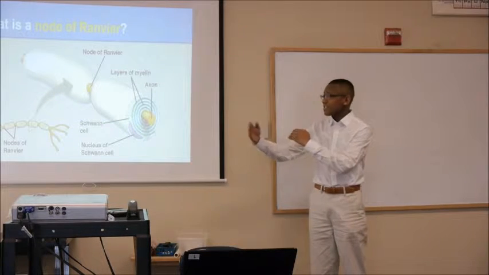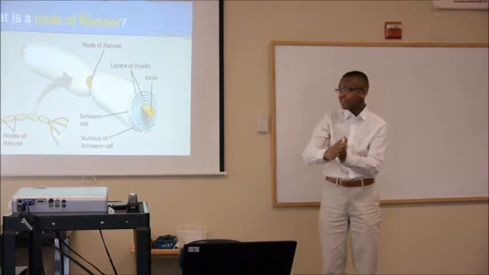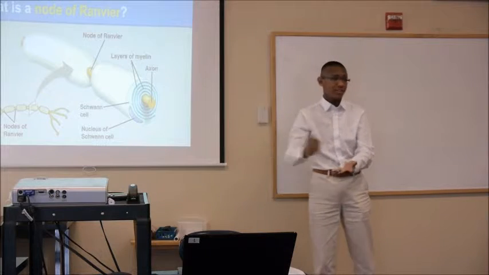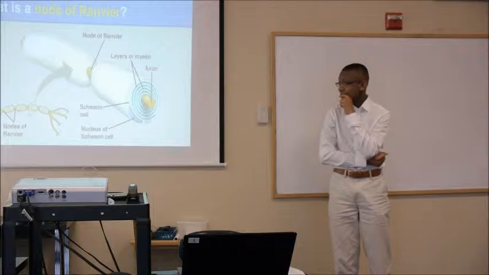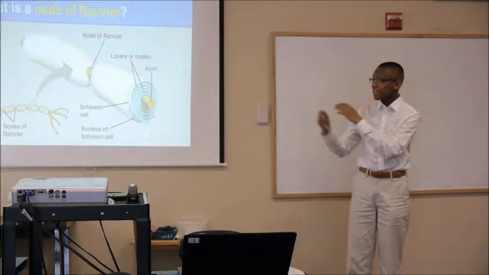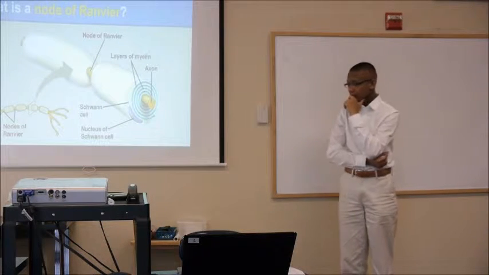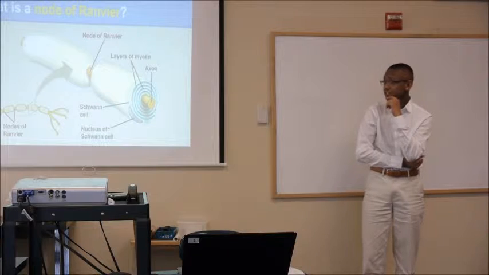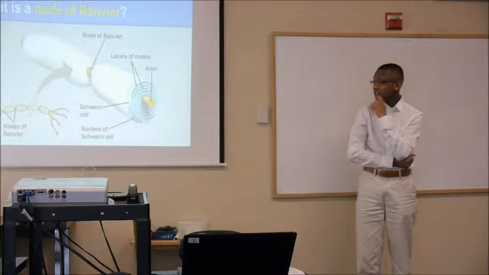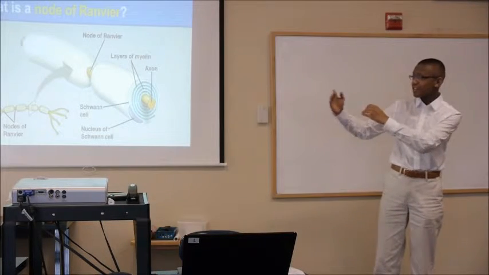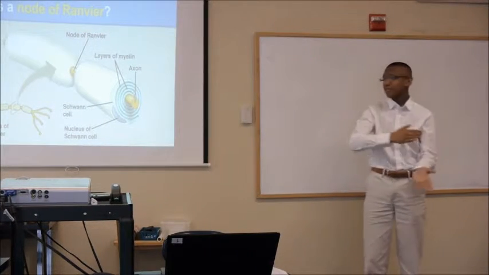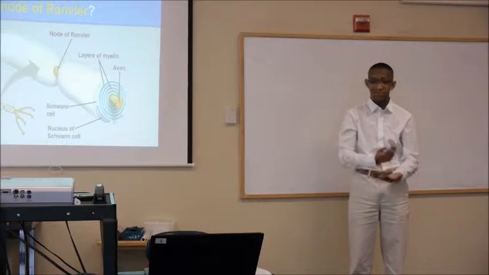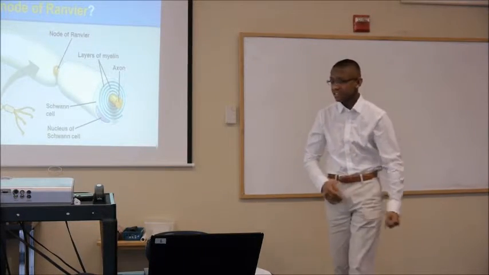Between these layers of myelin, there are openings to allow waste to come out of the axon, and it also lets nutrients into the neuron. By having these small breaks between the myelin sheaths, it also makes the process more efficient and fast.